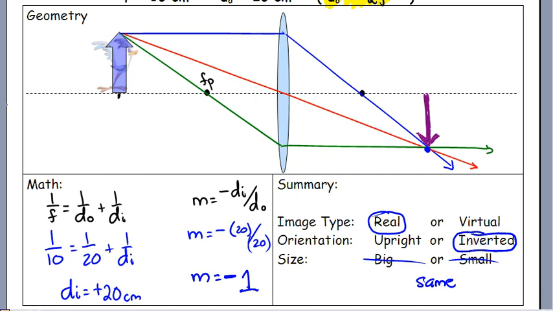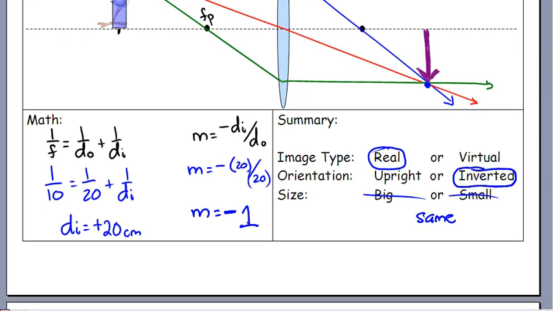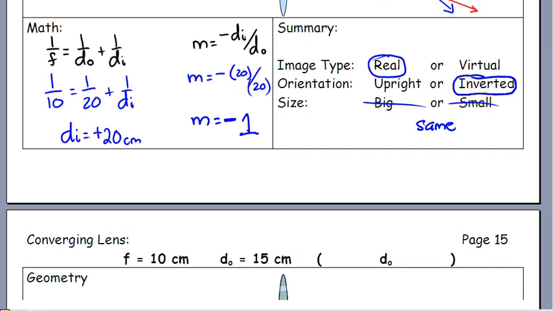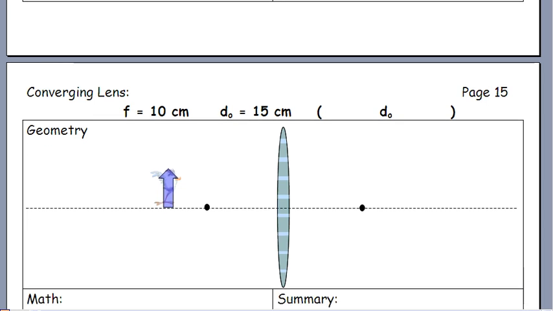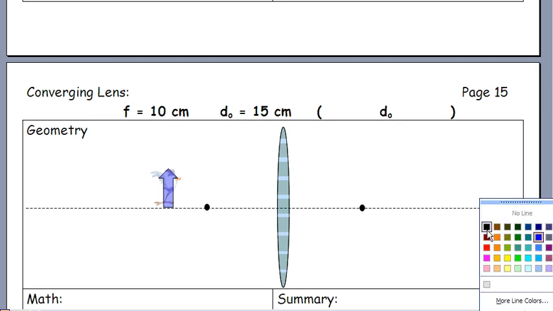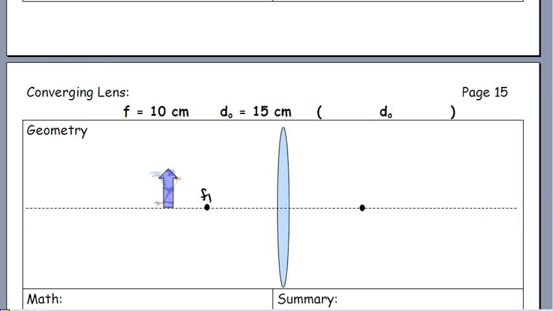So we've looked at more than 2 focal lengths. We've looked at 2 focal lengths. Let's move in a little bit. Let's do the zone in between 1 and 2 focal lengths away. And that's what this next one is. It says, hey, let's go and put the Roadrunner, the object, 15 away. So remember, we had our focal point here at 10, and then I guess 2 focal points would be out here. So we're in that zone, right, of between 1 and 2 focal lengths out.